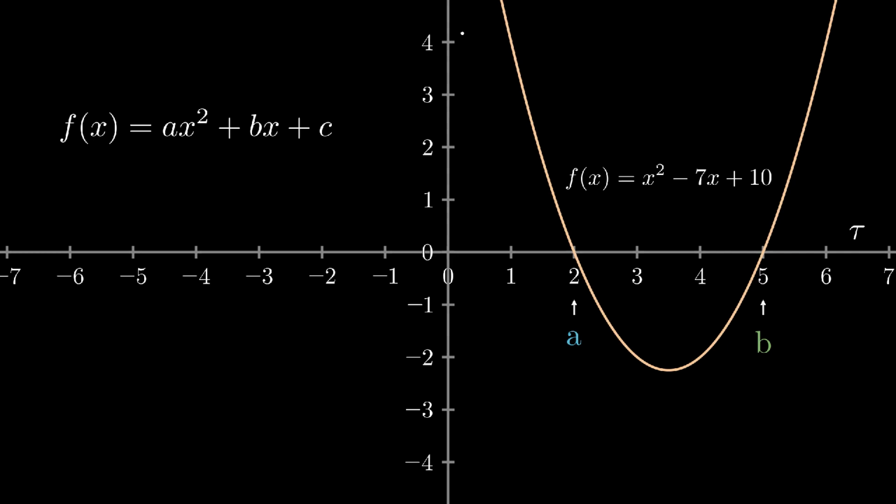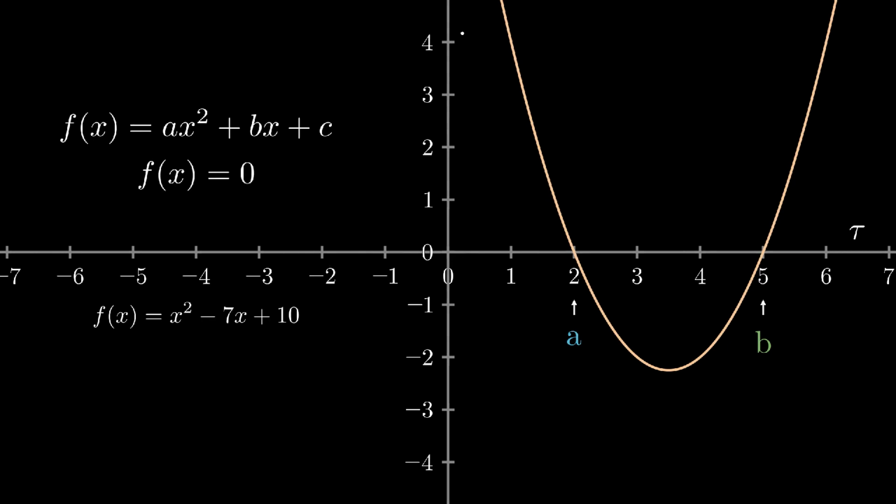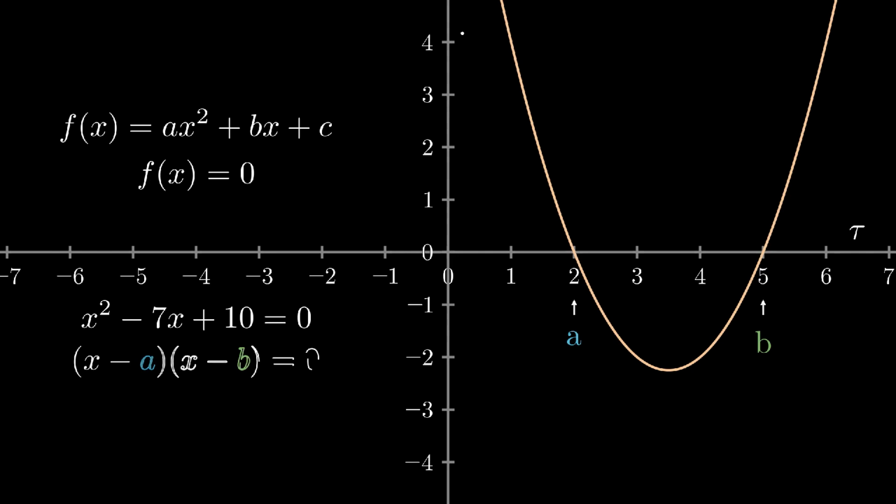But to find the roots of this function, we have to first set f of x equal to 0. By setting f of x equal to 0, we get a quadratic equation, which is x squared minus 7x plus 10 equals 0. Since we assumed that a and b are the roots of this function, we can rewrite this equation as follows. Now, by applying the FOIL method, we can expand this expression and the equation becomes like this.